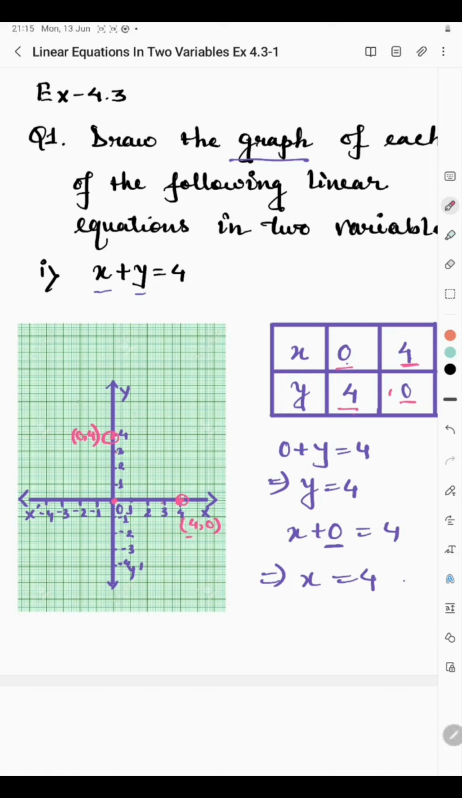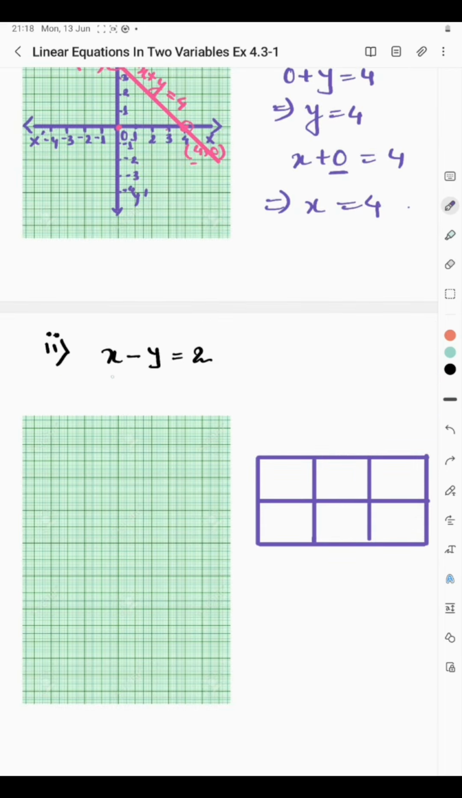Now we will join these two coordinates using a scale and pencil. Now we will have to write the equation also. So here we will write the equation, which is x plus y is equal to 4. Okay, so this way we will complete the graph. Now, coming to the next part.